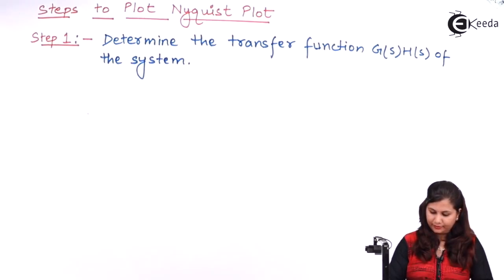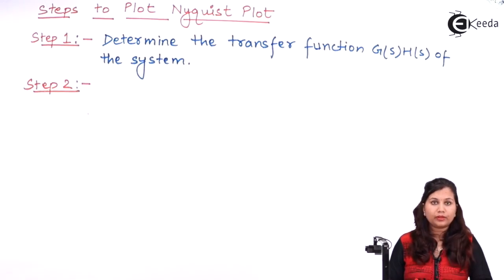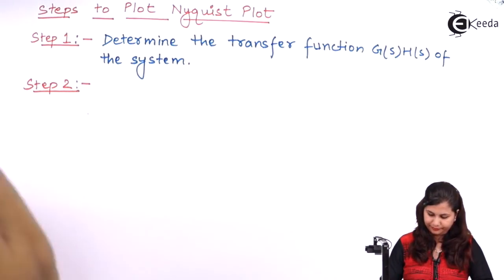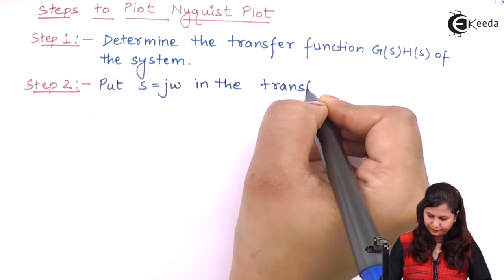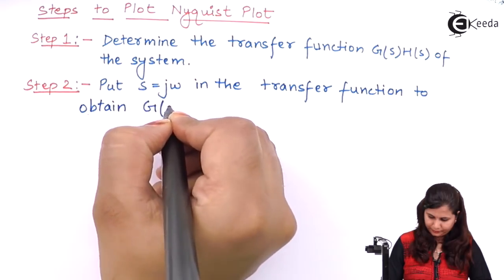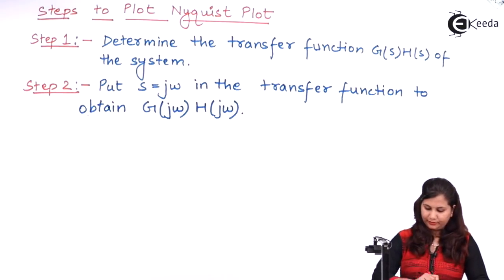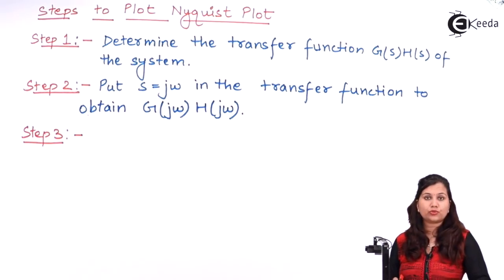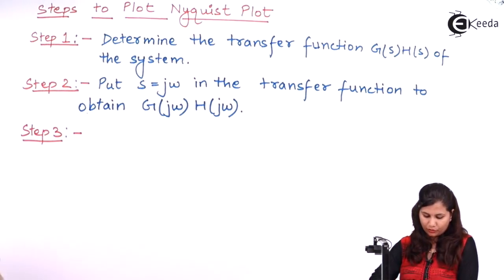Next, step number 2. Step number 2 is to put s equals j omega in this transfer function. Okay. Now step number 3. Step number 3 is to draw the polar plot of this function G(j omega) H(j omega).